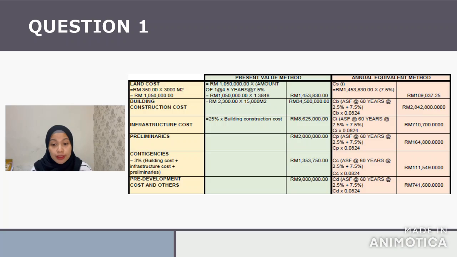In the present value method table, the land cost will be times by the amount of 1 at 4.5 years at the remunerative rate of 7.5%, which is 1.3846, equal to 1,453,830 ringgit. In the annual equivalent method, the total will be times with the remunerative rate of 7.5. The total cost is 109,037 ringgit and 25 cents.